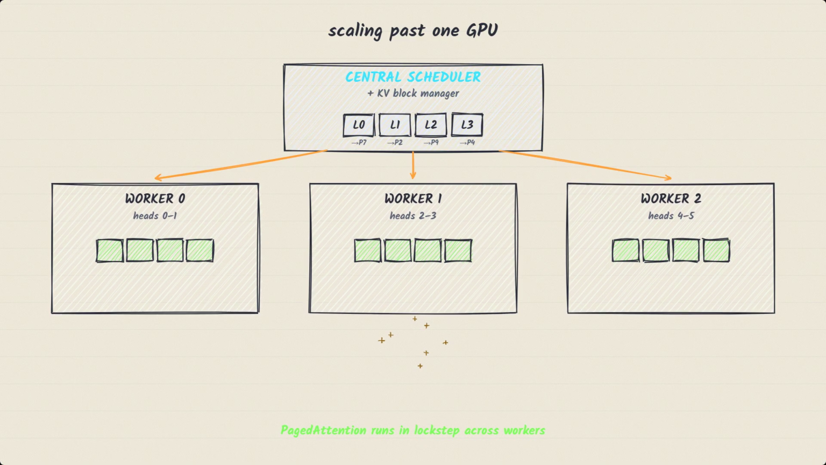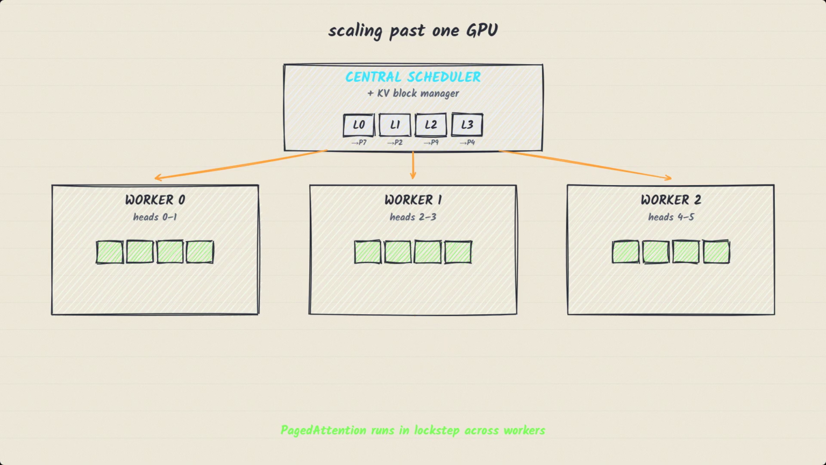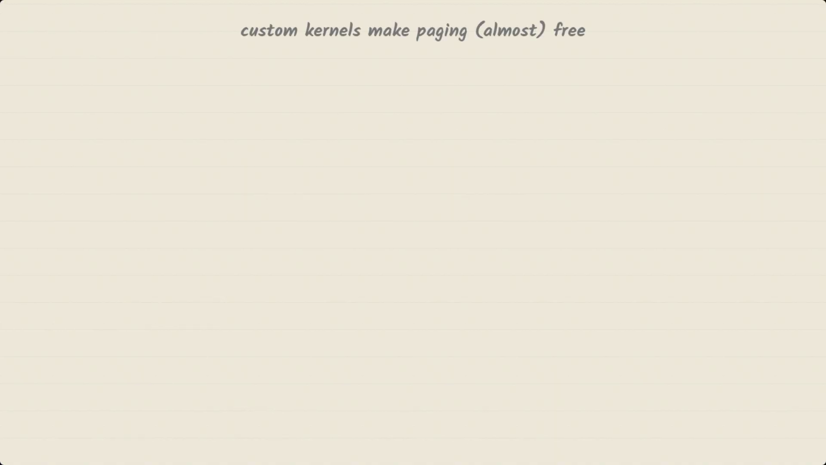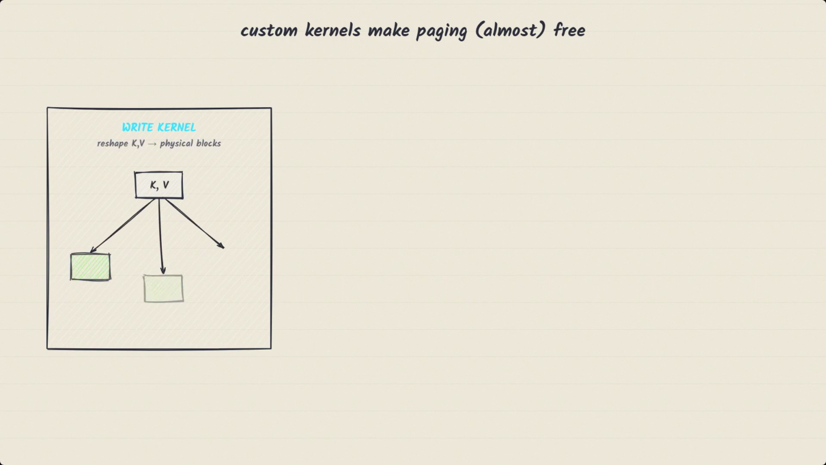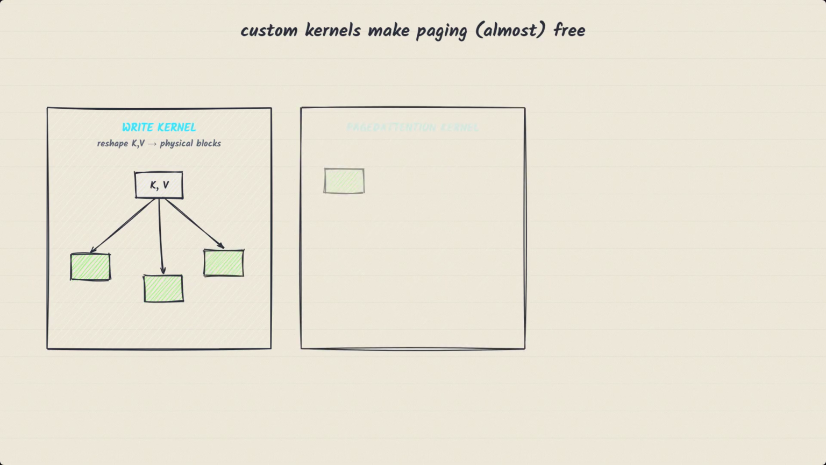Every step, the central scheduler broadcasts the block mapping instructions. Each worker runs PagedAttention on its local physical blocks, and the whole cluster's KV cache stays in perfect lockstep, with the manager none the wiser that it's distributed. Making paging fast on a GPU took real kernel engineering, because a naive scattered block access pattern can be slower than one contiguous read. vLLM fuses the work into custom kernels.